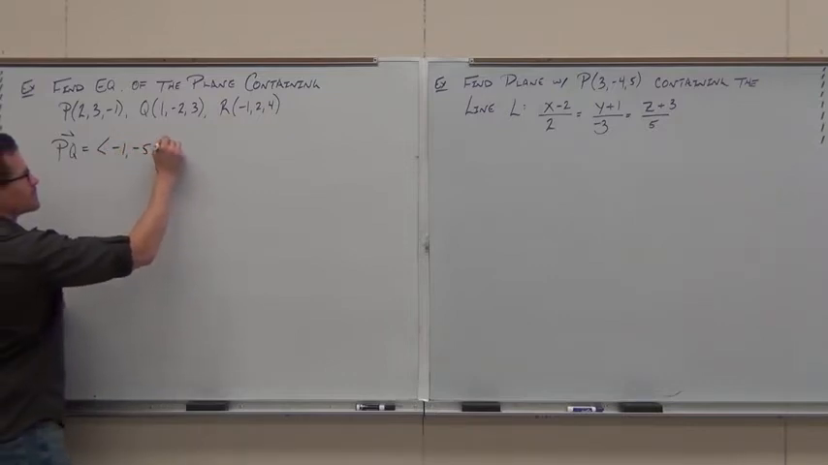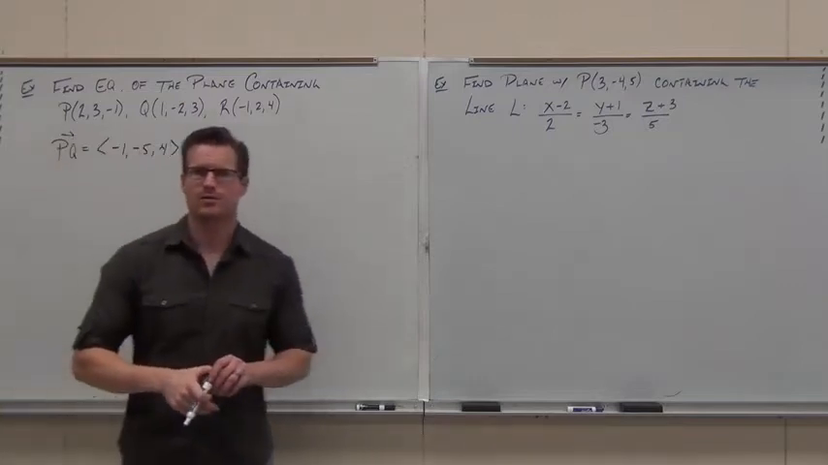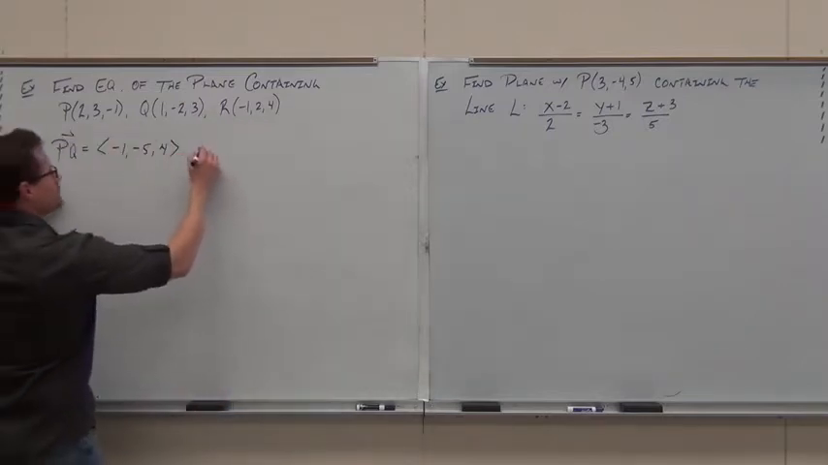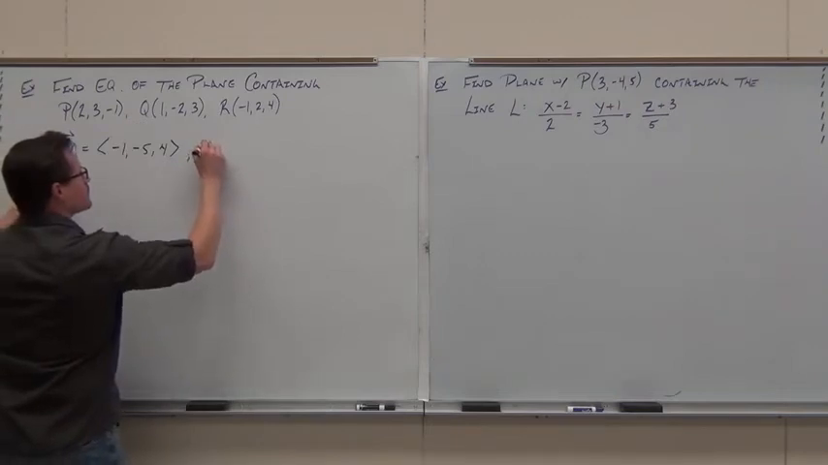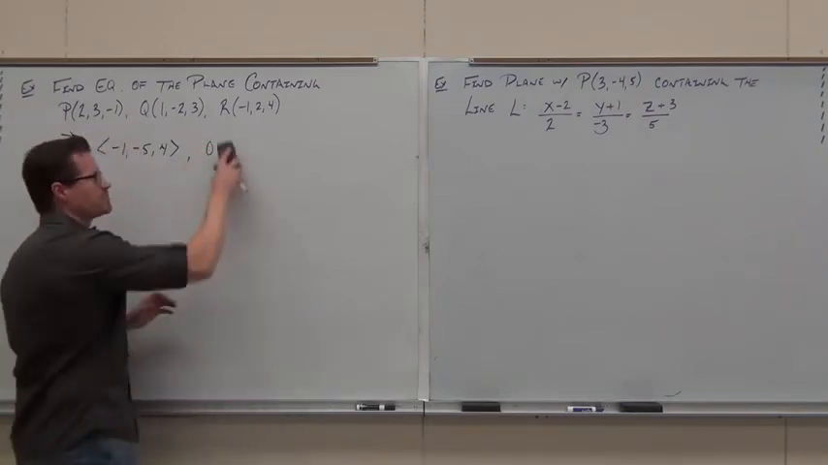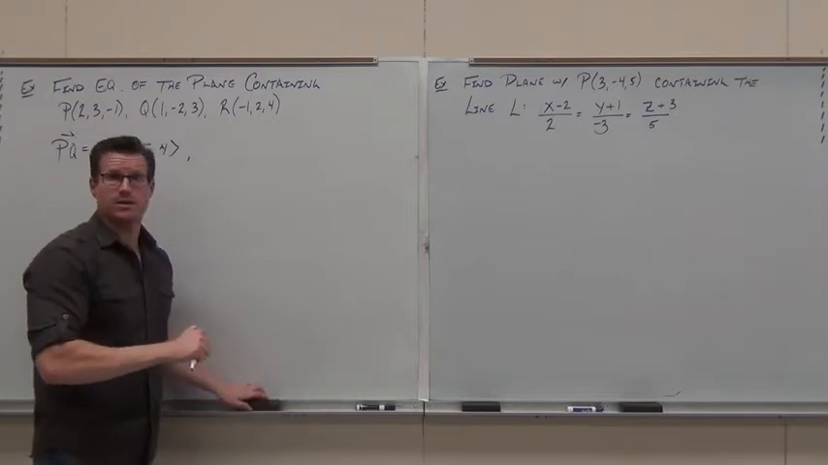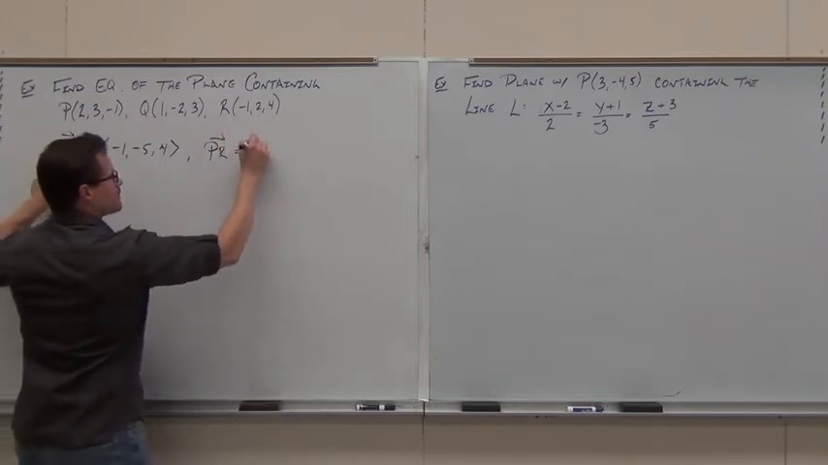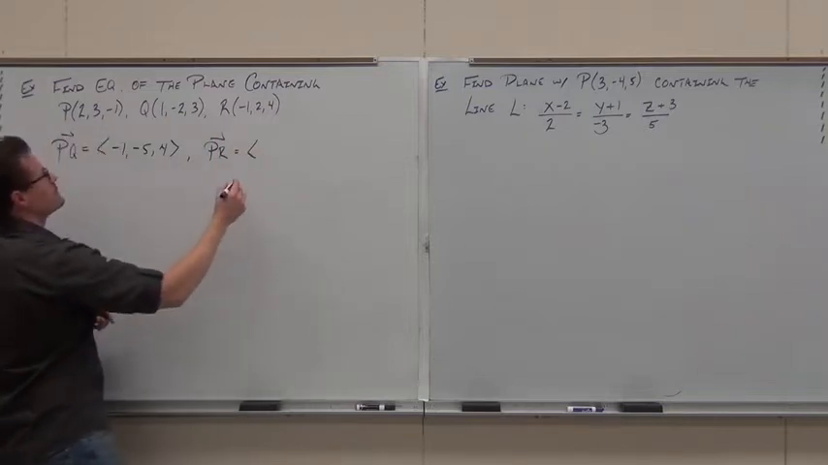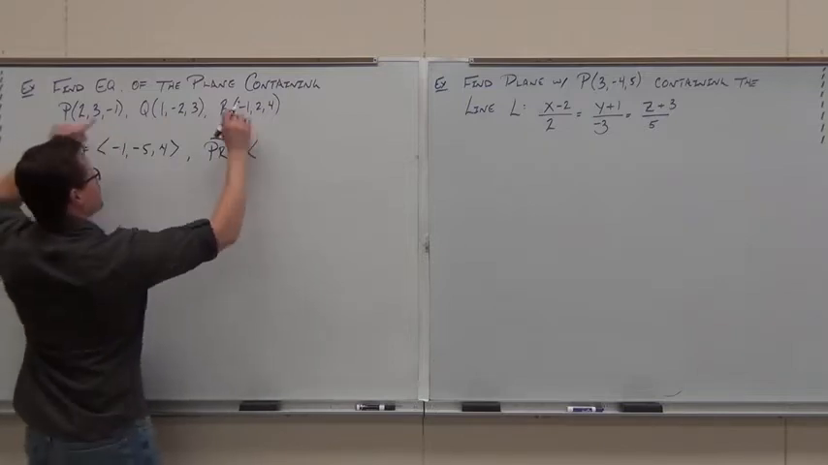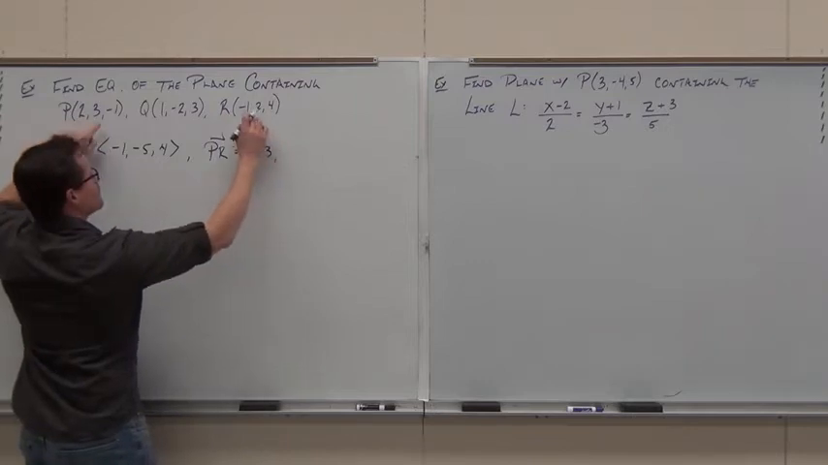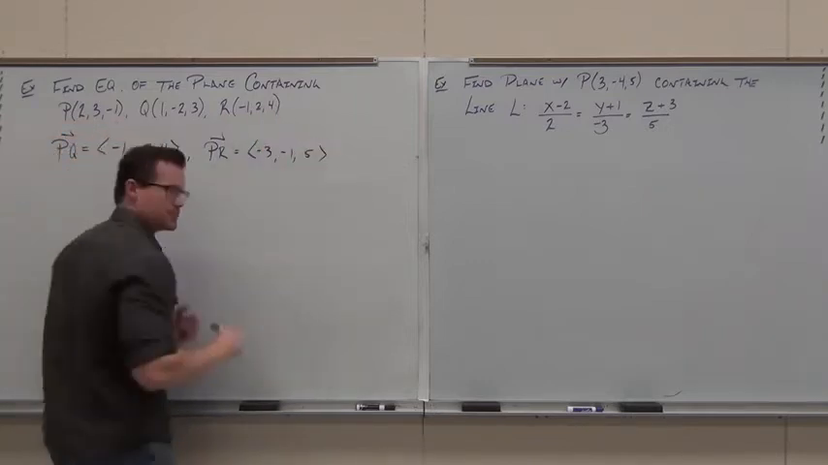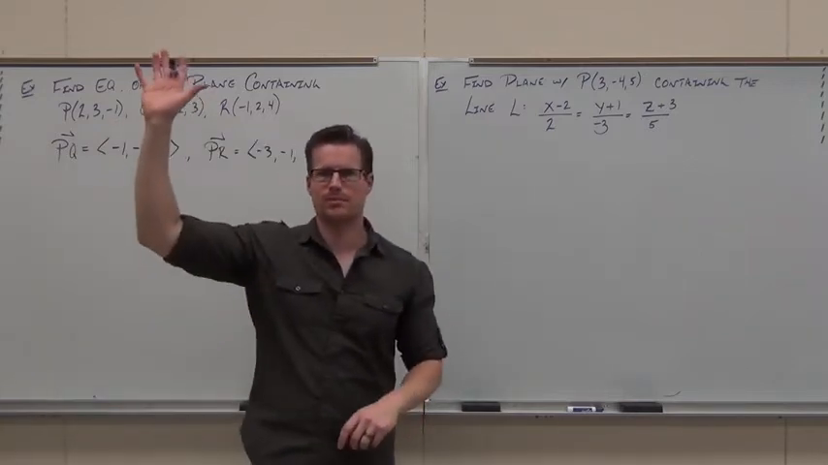1, -5, 4. That's the vector from P to Q, for sure. Head nod if you're okay with that one. The vector from... Which should I go from? Q to R? P to R. Okay, same one. What's that? -3, -4. Beautiful. Show of hands, feel okay with that one.